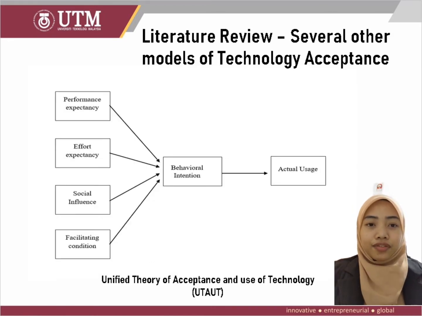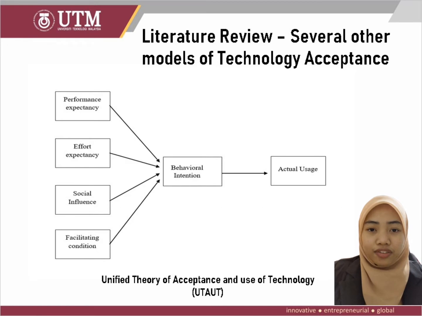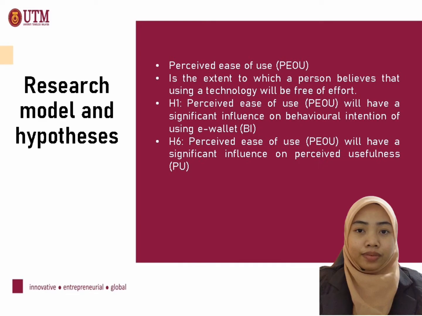Not just that, Venkatesh et al. 2003 developed a unified theory that combines various theories and models of technology acceptance that integrated the components of a technology acceptance model. The four determinants in the structure are performance expectancy, effort expectancy, social influence, and facilitating conditions. Therefore, this structure is regarded to be more powerful than other technology acceptance models for evaluating technology acceptance.